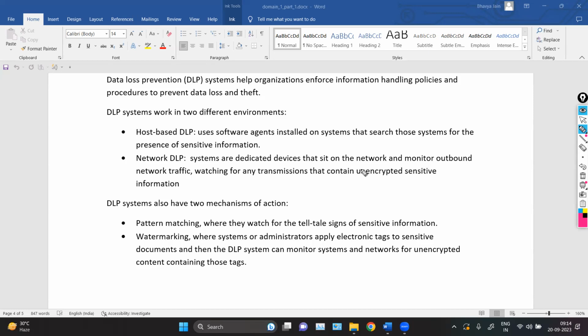Then a network DLP, which consists of dedicated devices that sit on the network and monitor outbound network traffic, watching for any transmissions that contain unencrypted sensitive information.